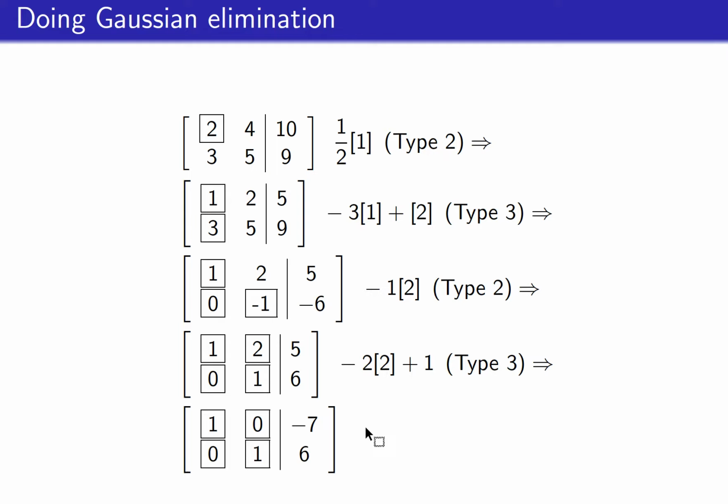So hopefully now I have answered the question, how do we know which operation type to use? I told you the order in which you should look at these, and what you're trying to achieve for each of these. If you're trying to get a 1, you use operations of type 2. If you're trying to get a 0, you use operations of type 3. And you do it in this order, and you will end up with the solution here.